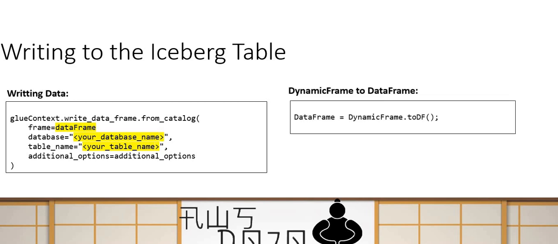Again, keep this in mind that when you write data to the table, then you are writing a data frame, not a dynamic frame. So in case your data is in a dynamic frame, then you have to convert that into a data frame first before you can write. And for that, this is the method you should use. You can simply say dynamic frame.toDF to convert that into a data frame. And then, of course, after that, you can write your data to the Iceberg table. So that's how you write data to the Iceberg table.